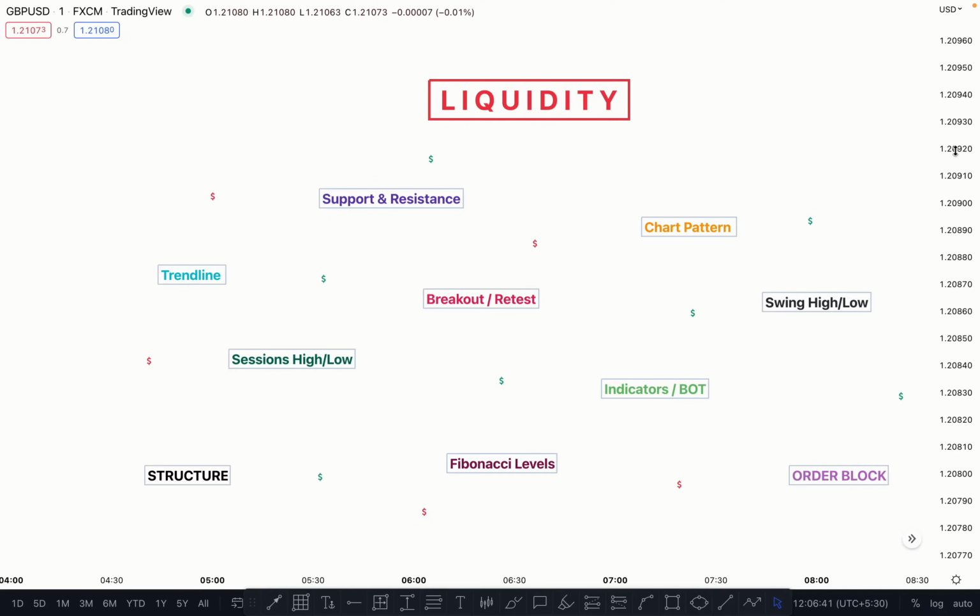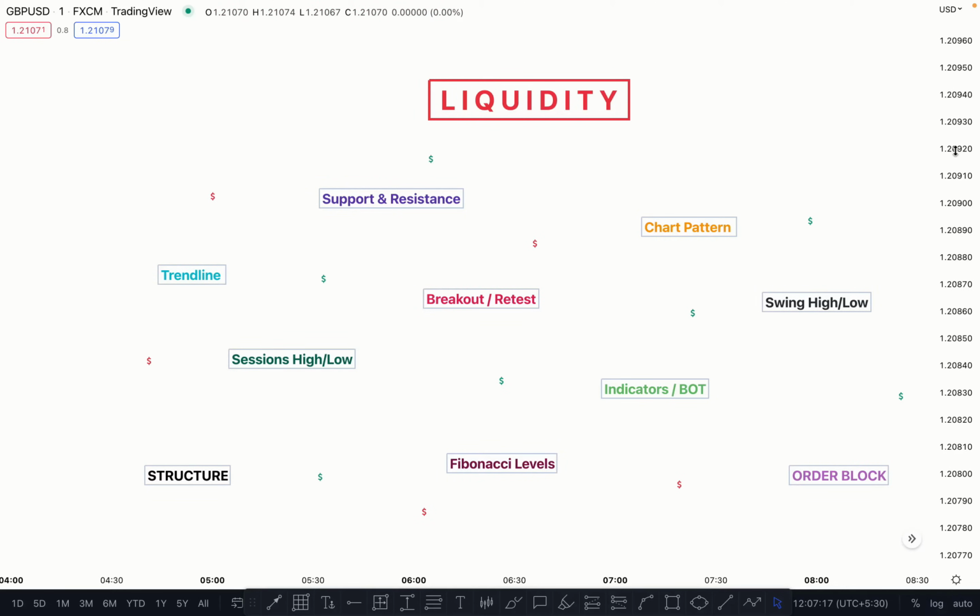Where is the number of orders? Where is the number of entries? They trade based on that, right? They don't trade any kind of structure. They are the structure creators, right?